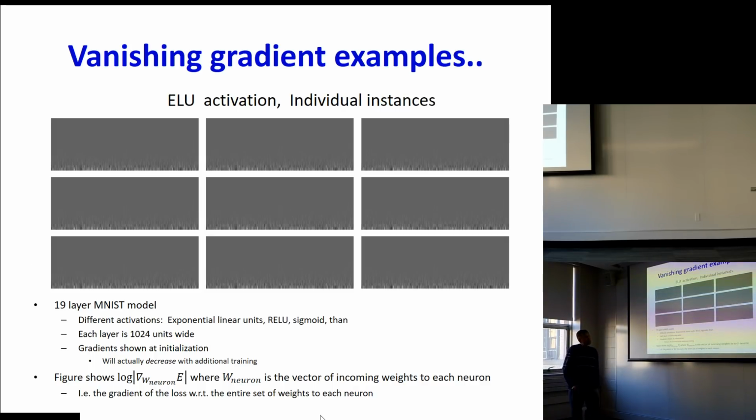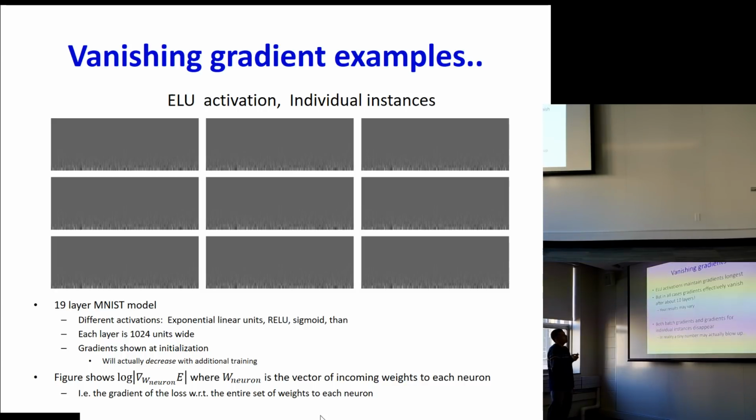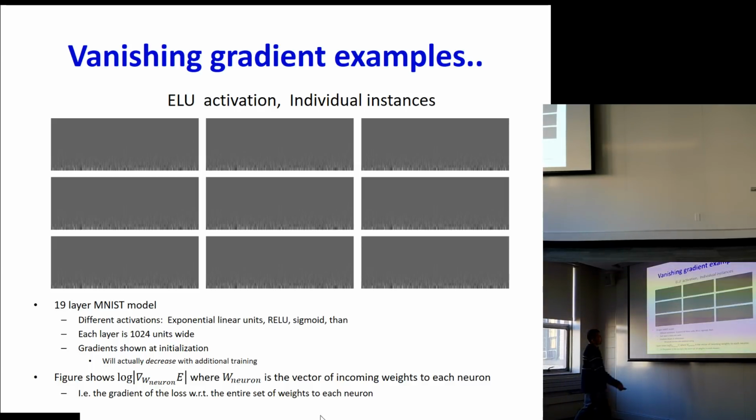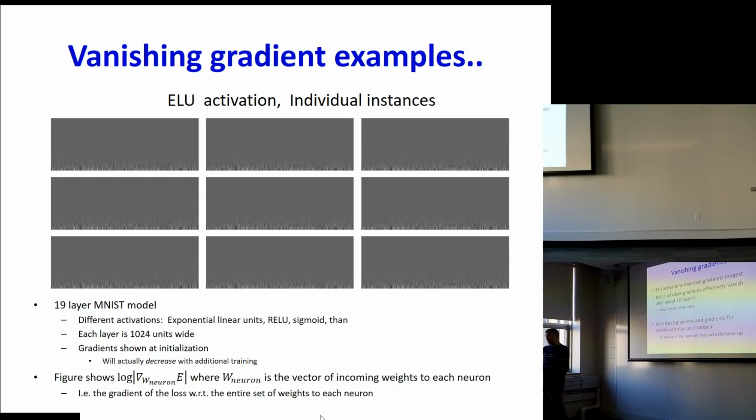Now if I look at individual instances as opposed to entire batches, and I look at ELU activations, these are 9 of those, you can see that in every case, as I work my way back to the initial layers, the magnitude of the gradients shrinks to almost nothing. These are again log magnitudes. So you can imagine that if I were not taking a log, they would basically be 0, right? They would all underflow. So ELU activations maintain gradients longest, but in all cases, gradients effectively vanish after about 10 layers. As you can see, 10 is around here, and visually they disappear. I mean, they're still making a difference in the sense that you have some stuff, yes.